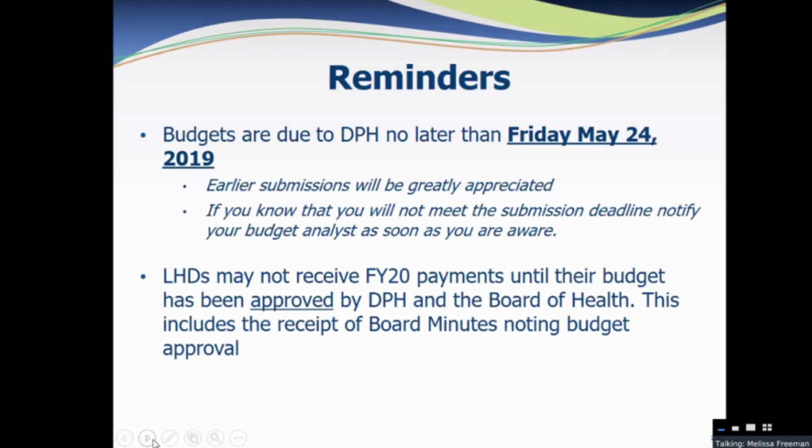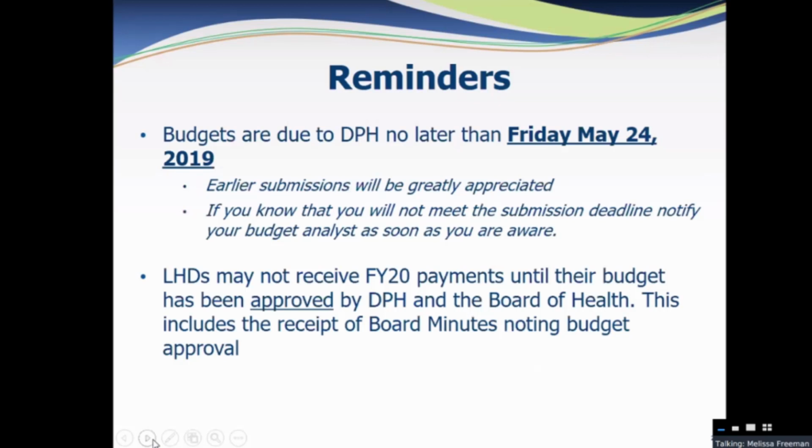If for some reason your budget is not approved by June 30th, and when payments start going out, we have the right to withhold any payments until your budget is approved. I mean, if it's something on DPH's side that's causing your budget not to be approved, then obviously that won't happen. But if it's something on the health department side of not getting stuff into us, then we can withhold those payments.